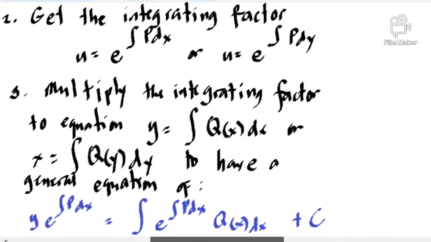Okay? So, after that, you have to multiply the integrating factor to the equation, y is equal to the integral of q of x dx, or pwede rin x is equal to q of y dy, to have the general equation of y e to the integral of p dx is equal to the integral of e to the integral of p dx times q of x dx. So, yun lang. Anong ibig sabihin yan? I-multiply mo lang kung ano yung nakuha mong integrating factor. So, tingnan natin itong mga examples na ito para mas lalo nyo siyang maintindihan.